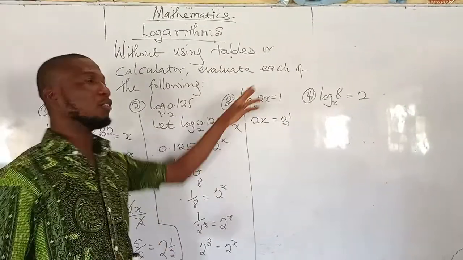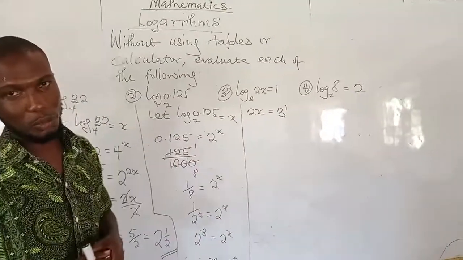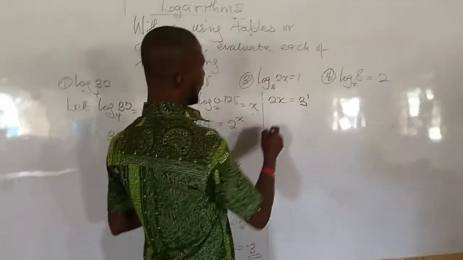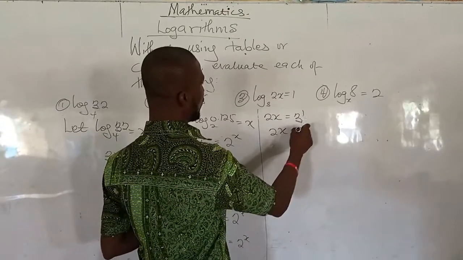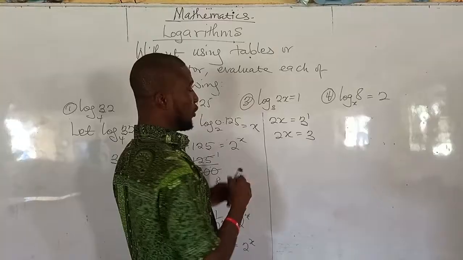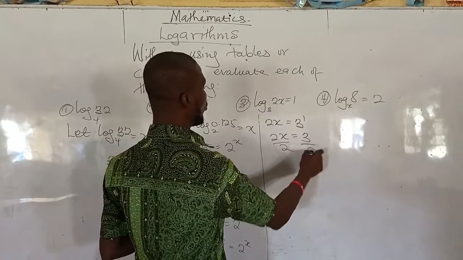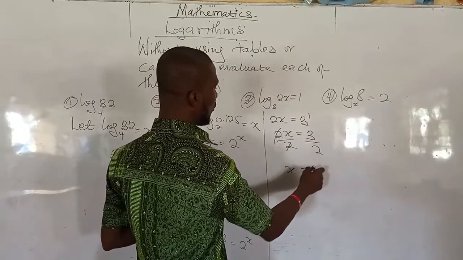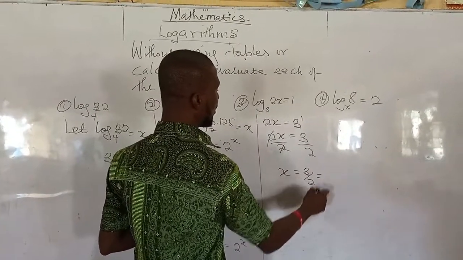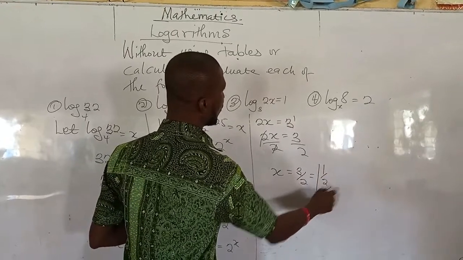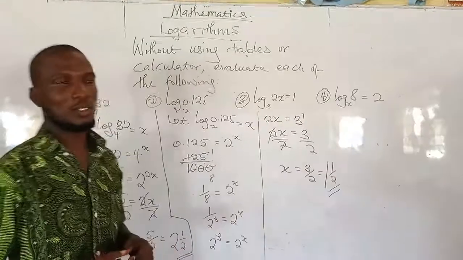Because here we are given an equation already, so we didn't let it be equal to anything. We are just using the definition. That means that 2x will be equal to 3. And we are not looking for the value of 2, we are looking for the value of x. So we divide both sides by 2. Then our x will be equal to 3 over 2, which is the same as 1 whole number 1 over 2.